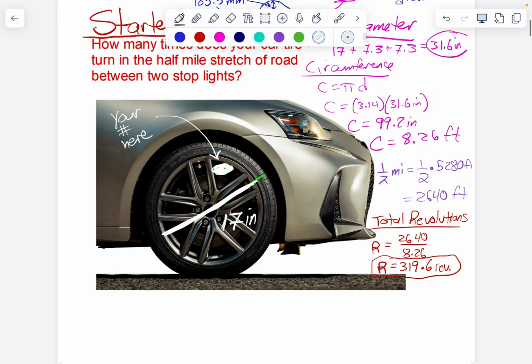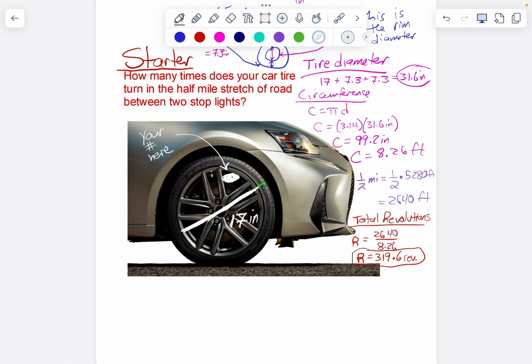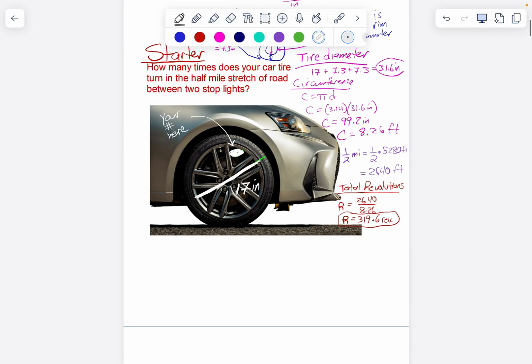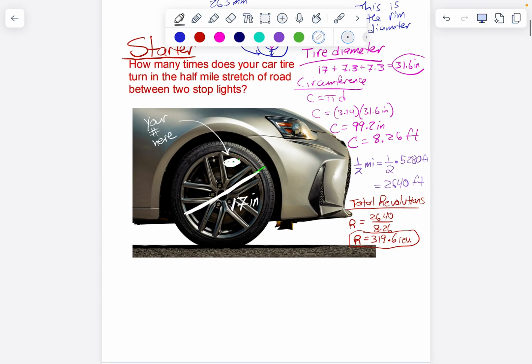Okay. Guys, when you know math, you can do kind of anything you want with it. It's just good to know. Now you know, like, hey, what if we went, instead of a half mile, what if we went to Denver? Well, how many times is my tire tread going to hit the ground? Maybe you're like, who cares? But it's just, doing math is useful.